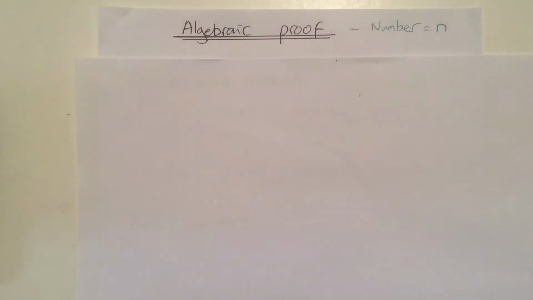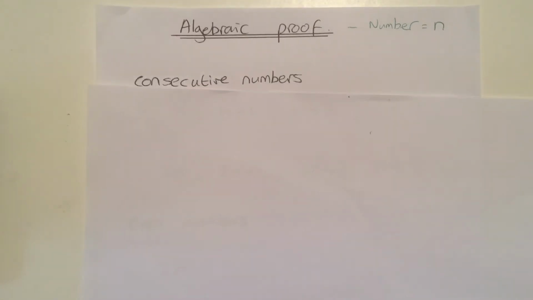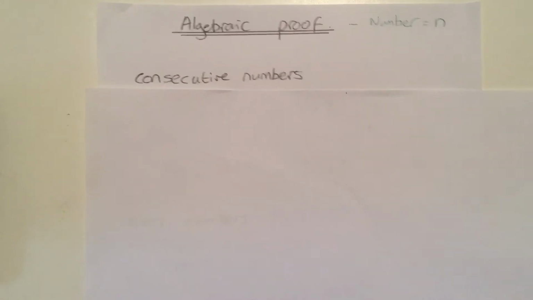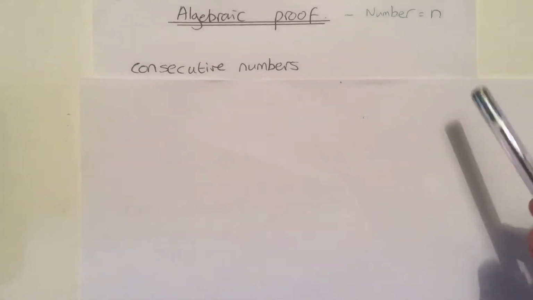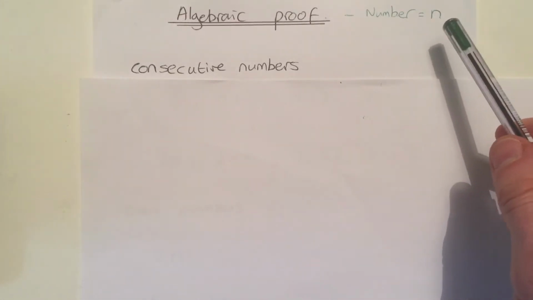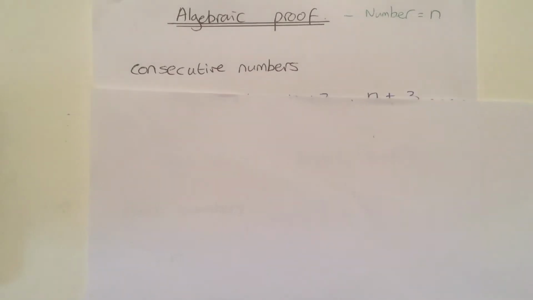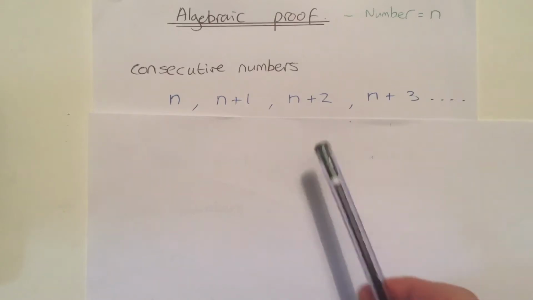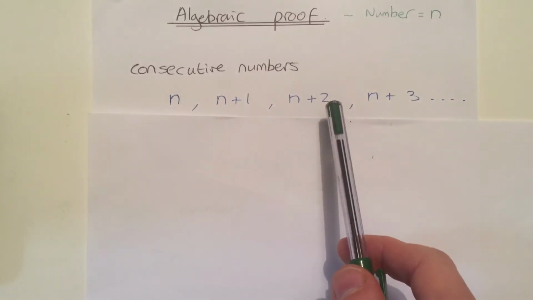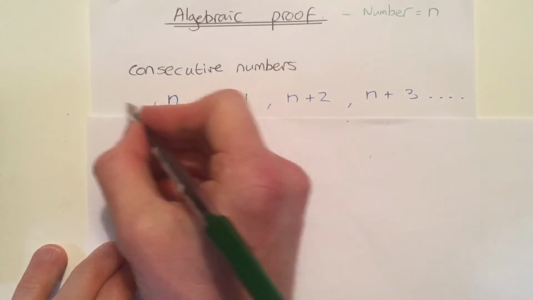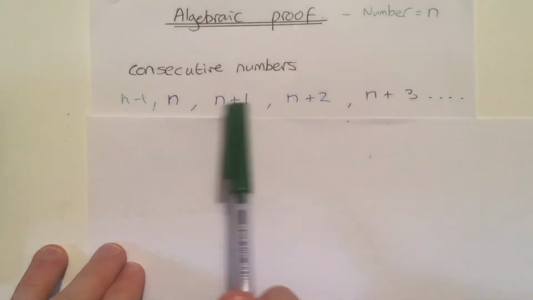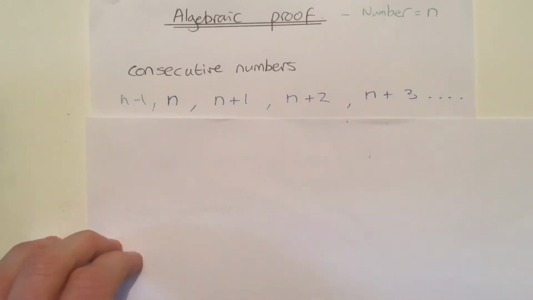Before we get into some examples, let me just go through some key words and what they mean in terms of algebra. So the first one is consecutive. Hopefully you know that consecutive means one after the other. So if my number is n, the number after n would be n plus 1. And the number after that would be n plus 2. And the number after that would be n plus 3, and so on. The number before n would be n minus 1. So these are all consecutive numbers.